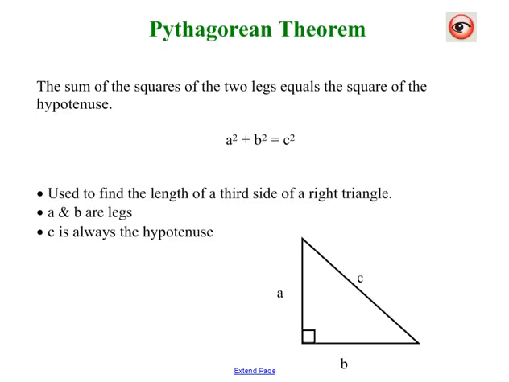Next, we'll talk about the Pythagorean theorem. You've probably heard of this before and have used it many times. It states that the sum of the squares of the two legs equals the square of the hypotenuse. The Pythagorean theorem is often represented as a squared plus b squared equals c squared, where a and b are the legs of the right triangle and c is the hypotenuse. The Pythagorean theorem is used to find the length of a third side of a right triangle when you know the measures of the other two sides.